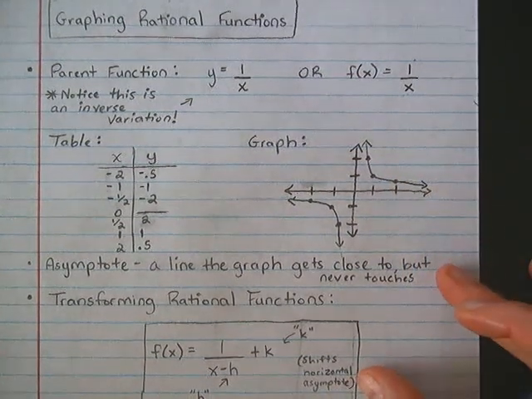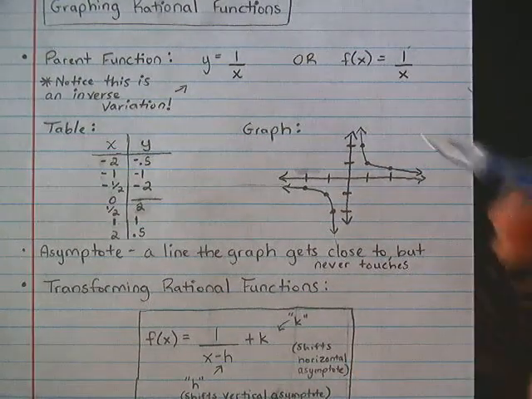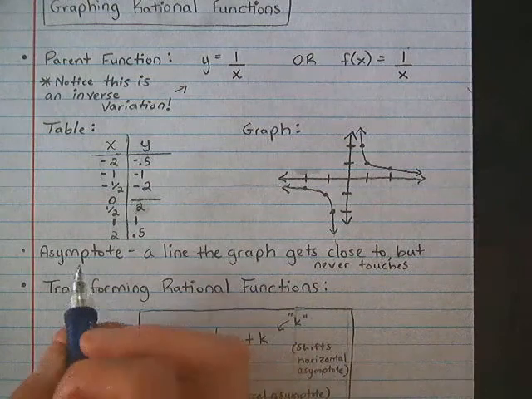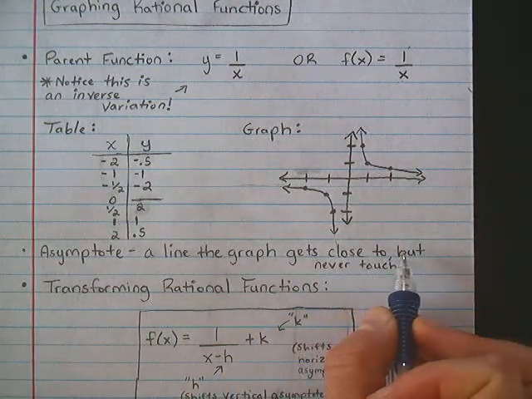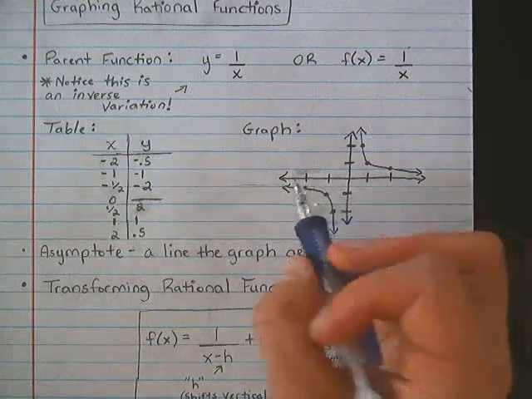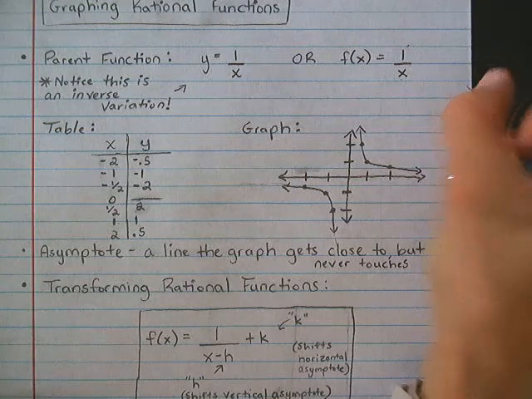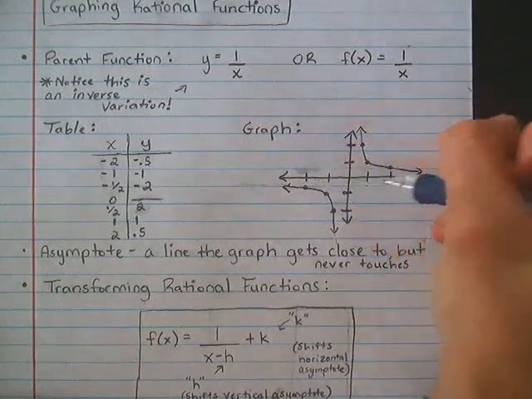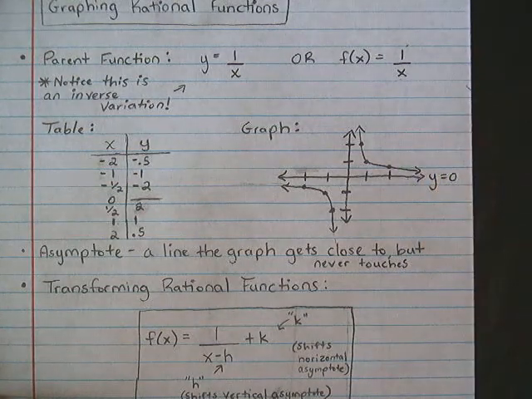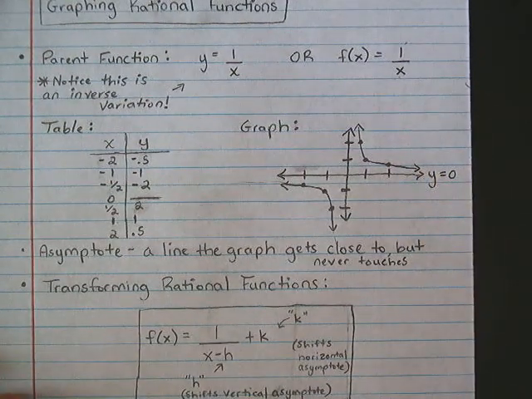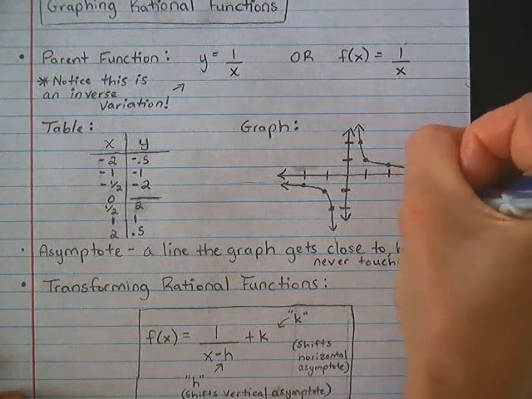So this graph has what's called asymptotes in it, okay? It actually has two of them. And an asymptote is a line that the graph gets close to but never actually touches. And there's two of them here. You've got one right here, which is the x-axis. So the x-axis, which if you remember, is the same thing as the equation y equals 0, because it's a horizontal line going through the y-axis at 0. So that is what's called a horizontal asymptote.